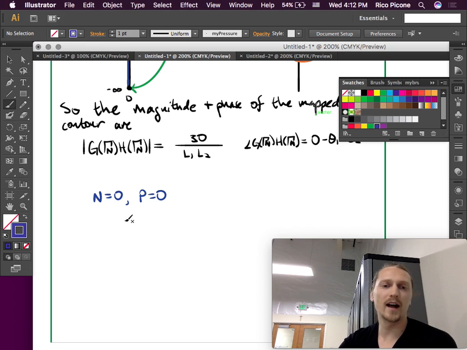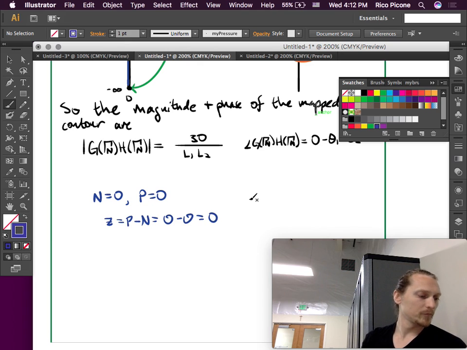Therefore, our Nyquist criterion just says Z equals P minus N equals 0 minus 0 equals 0. So there are no closed loop poles in the right half plane, and the closed loop system is stable. So we discovered that. Now, in this simple example, we could have simply computed what the closed loop poles were, and we would have found out that they were stable. No problem. But we're learning a technique, and that's why we use this simple example.